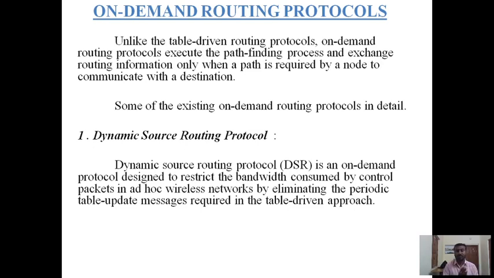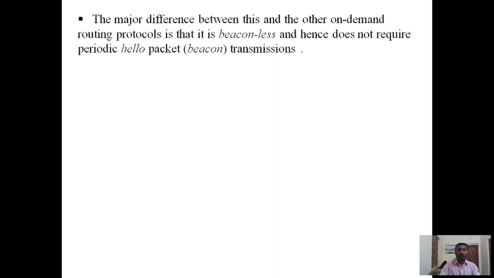In the previous concept, the table-driven approach, to update the table information we periodically required table update messages. We eliminated that concept in dynamic source routing protocol. Due to that, we restricted the unwanted bandwidth consumption by control packets in ad hoc wireless networks. So the main concept of dynamic source routing protocol is that the table update messages used periodically in the table-driven approach are eliminated. Due to that, we reduced the bandwidth usage.